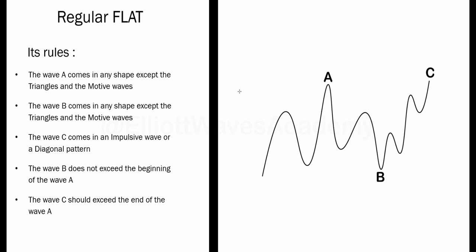So since we are speaking about the regular flat, now we talk about some of the things that we can use to distinguish between the regular flat and the other shapes of the flats, which is the extension of its waves. In the regular flat, wave B, like the zigzag, does not go beyond the beginning of wave A, while wave C should go beyond the end of wave A.